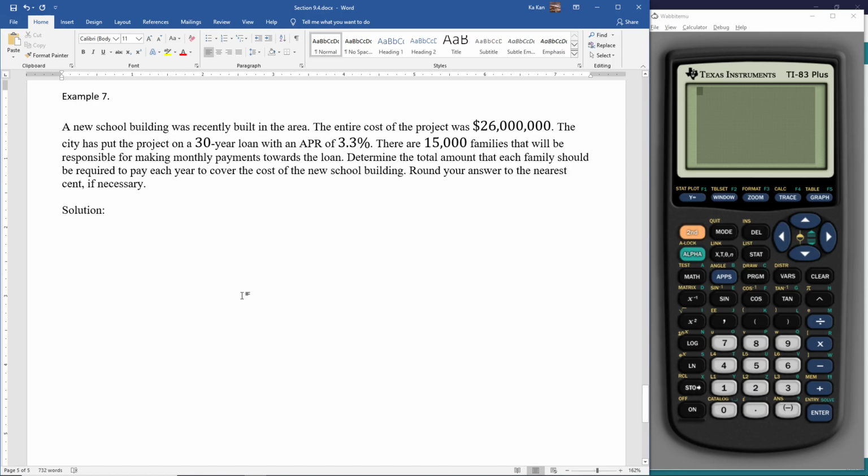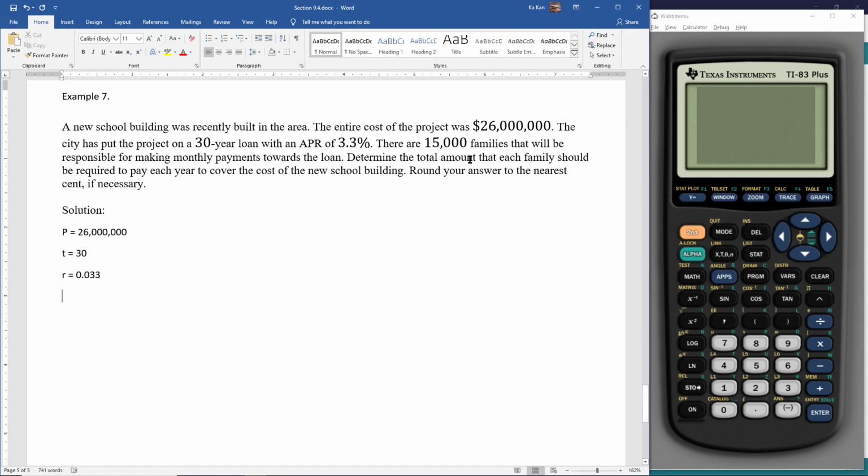So first, let's say what we're dealing with. We know the principal is 26 million. That's the total cost. We know this is a 30 year loan, so T is 30. And we know the interest rate is 0.033, or 3.3%. Now, we're not going to worry about the 15,000 families right now. We're just going to be thinking about what we're looking at for the payment per year.